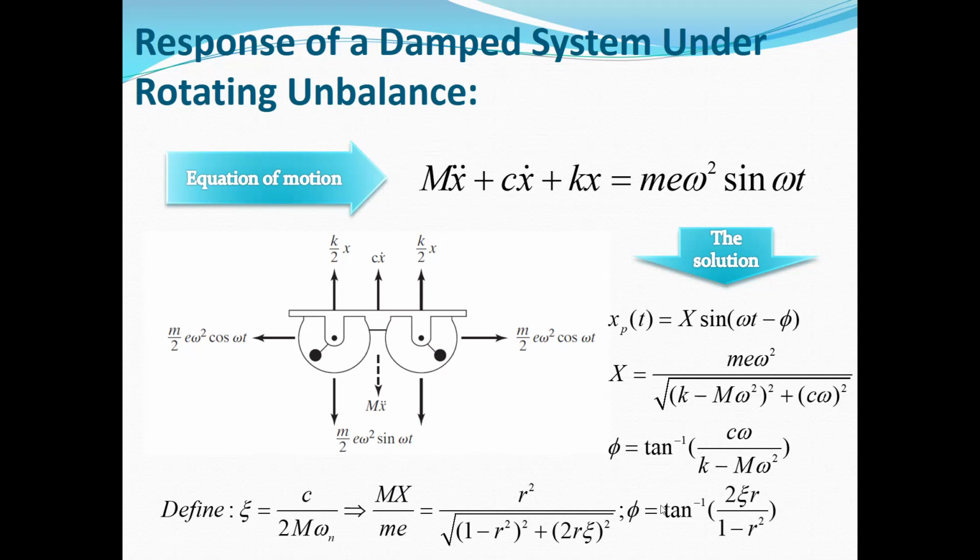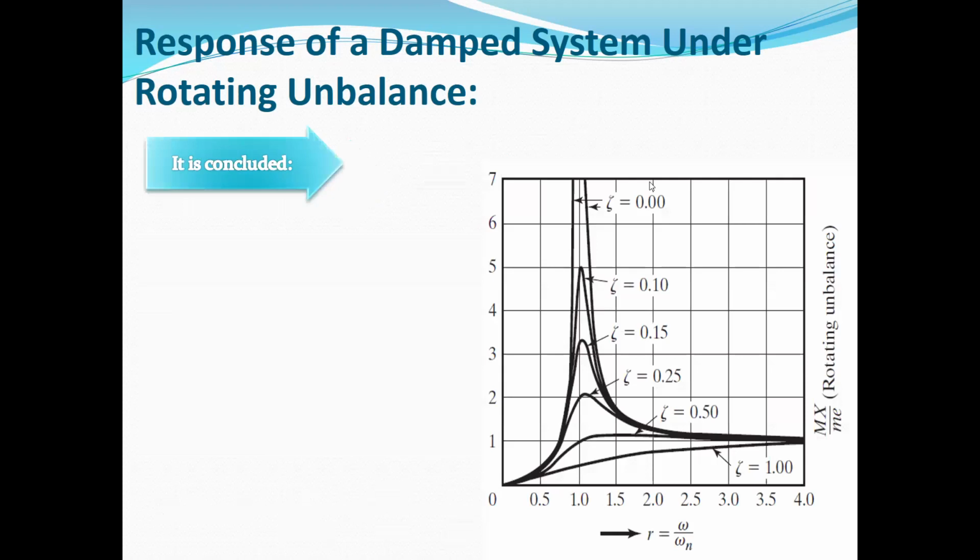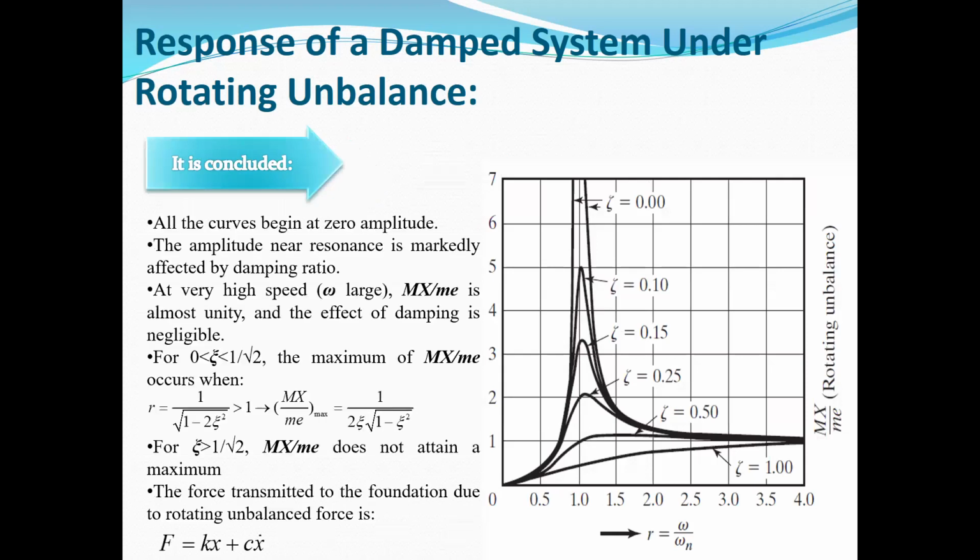And also phi again can be rewritten in this form as a function of damping ratio psi and frequency ratio r. So r is omega divided by omega n, or the ratio of the frequency of the unbalanced motion to the natural frequency of your system. We can now discuss the effect of the frequency ratio and damping ratio on the rotating unbalance.